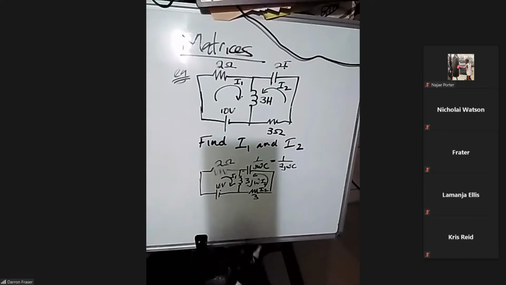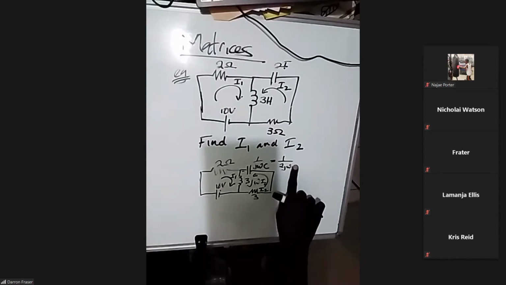Sir, you then take out the C for the capacitor, because the capacitor is 2, right? Yeah, you take out the C.